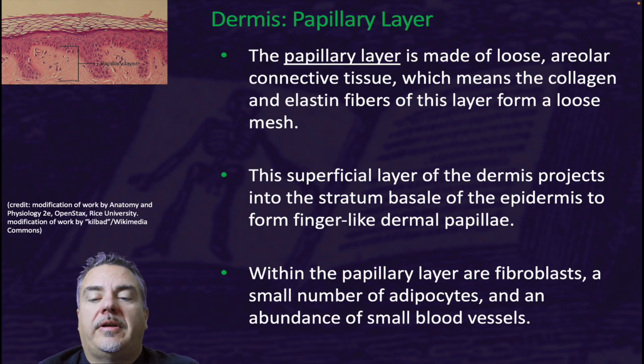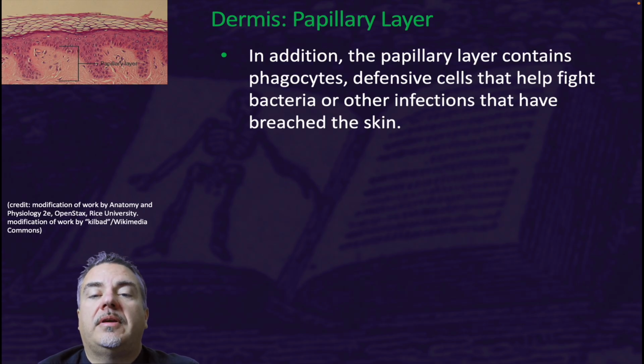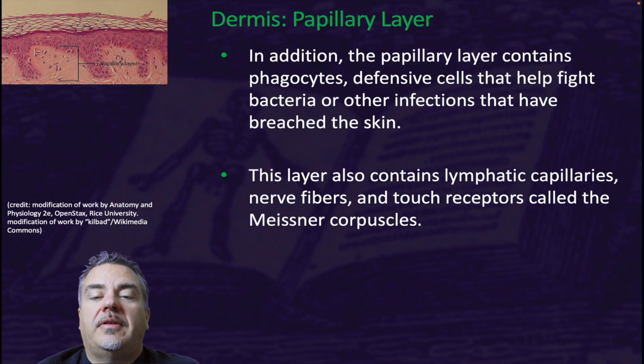Within the papillary layer are fibroblasts, a small number of adipocytes, and an abundance of small blood vessels. In addition, the papillary layer contains phagocytes, which are defensive cells that help fight bacteria or other infections that have breached the skin. This layer also contains lymphatic capillaries, nerve fibers, and touch receptors called Meissner corpuscles.